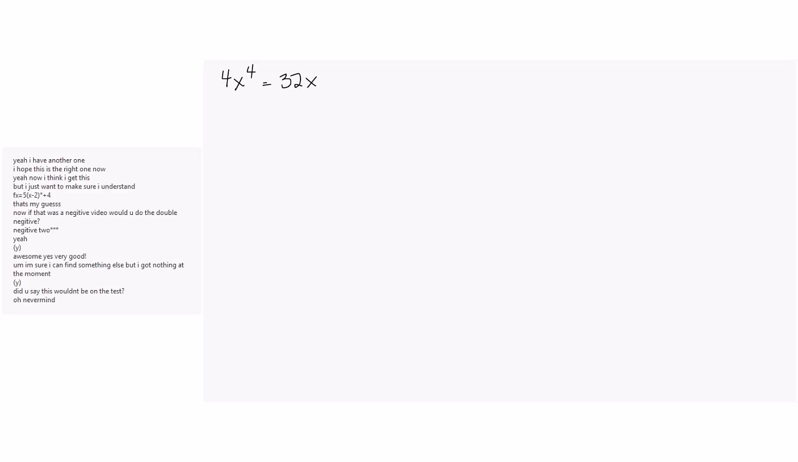But basically, the first thing that you want to do is get the 32x over to the other side and make this equation equal to 0. So 4x to the power of 4 minus 32x. And I should have prefaced this: we're trying to find the zeros of this equation, because that would be the x-intercepts for the graph if we were to draw this.